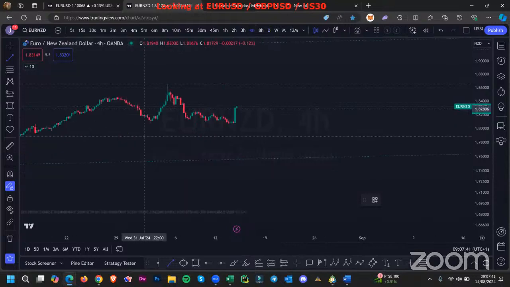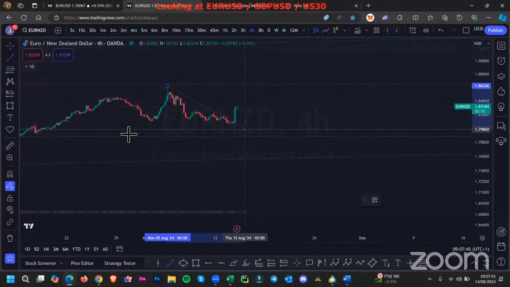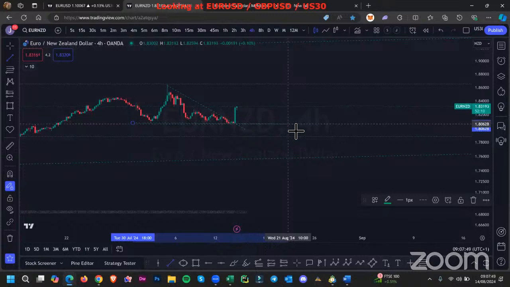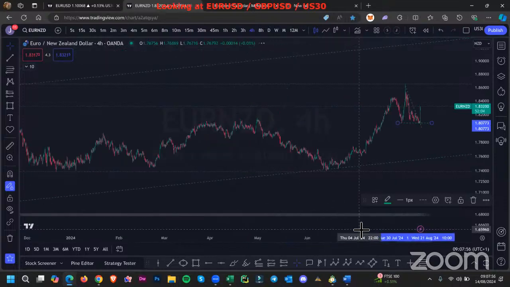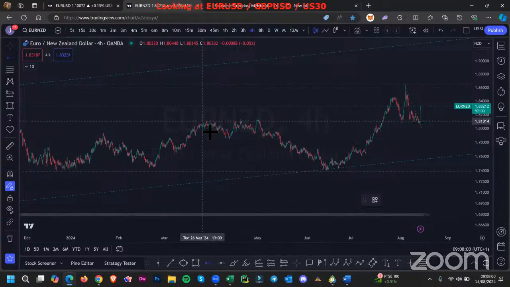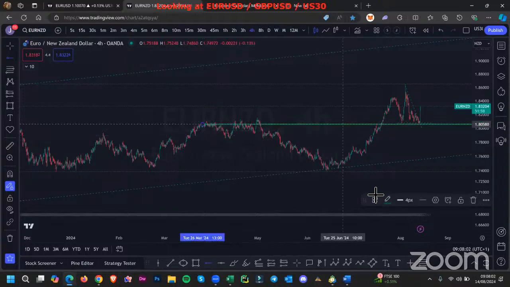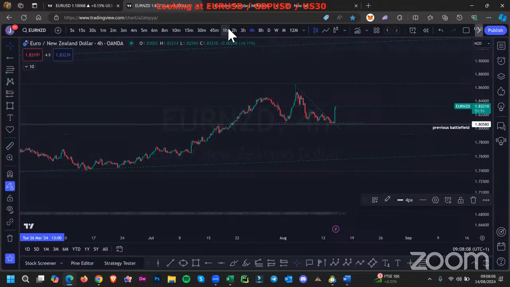On a 4 hour, we can see how the market was coming down in here, not breaking this level. This is a solid level in here. The market's not breaking. That's the place where the market came and sat on previous structure. Can you see the previous battlefield in around here? The market's been in there, sitting on there pretty solidly.